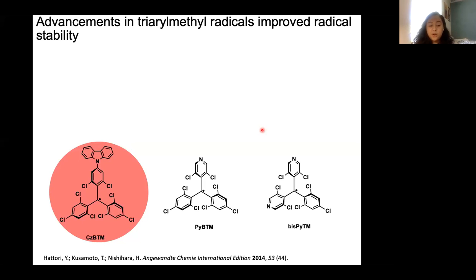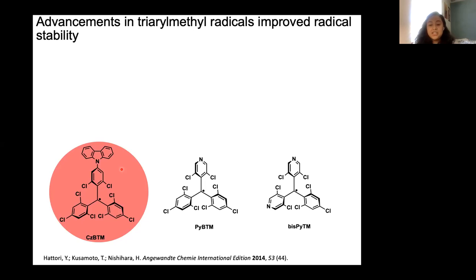Carbazole: it wasn't until 2006 when the Julia group created carbazole BTM, which means that they added a carbazole group, this nitrogen moiety here, into the TTM skeleton, and they saw luminescence, and it luminesced red, and it's very pretty.